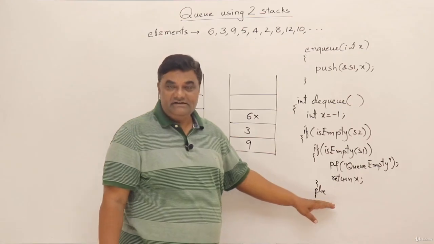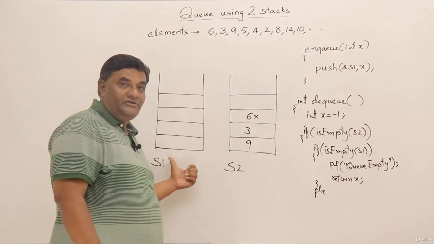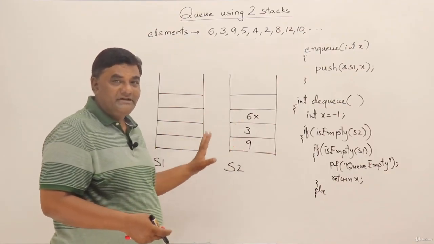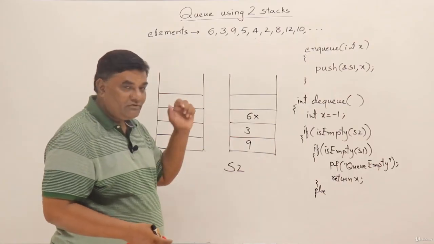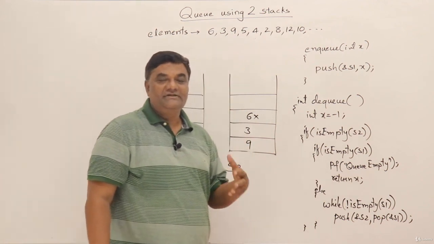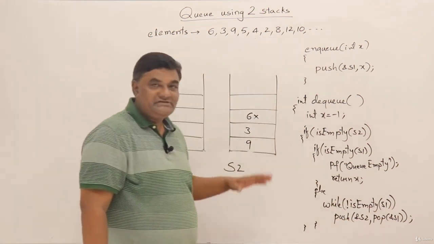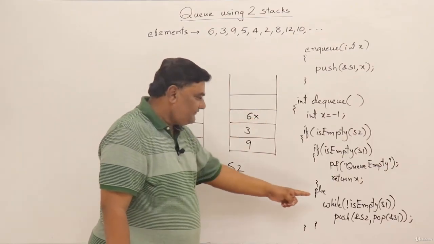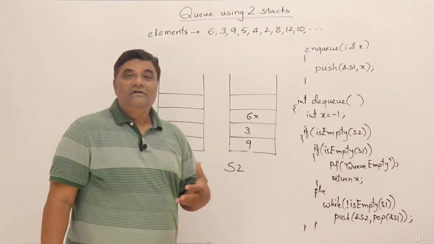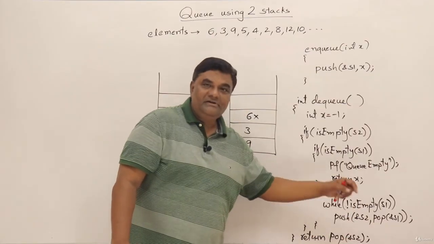Else, otherwise, if S1 is not empty, transfer all the elements from S1 to S2. So using a loop, I will transfer all the elements until stack 1 becomes empty. So here is the code: while not isEmpty S1, pop out the values from S1 and push them into S2. So this transferring will be done. After transferring, it will come out of the else and the outer if. Now return the element. So I am returning an element that is popped out from S2.